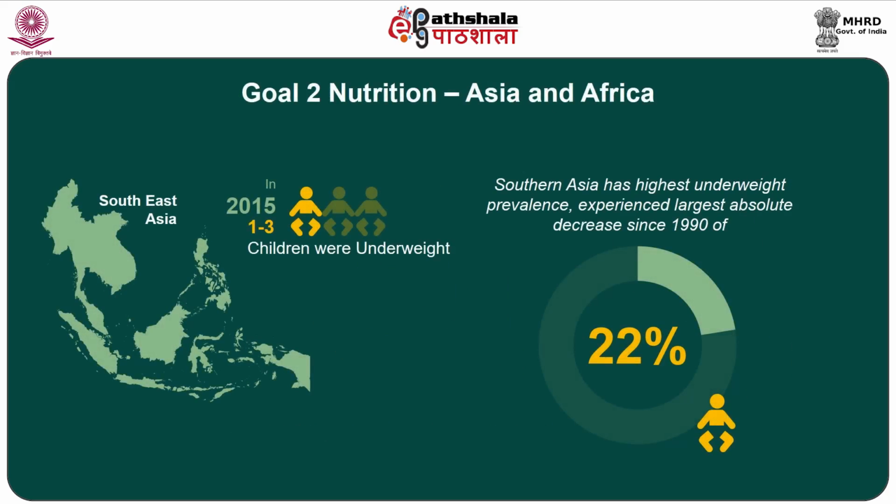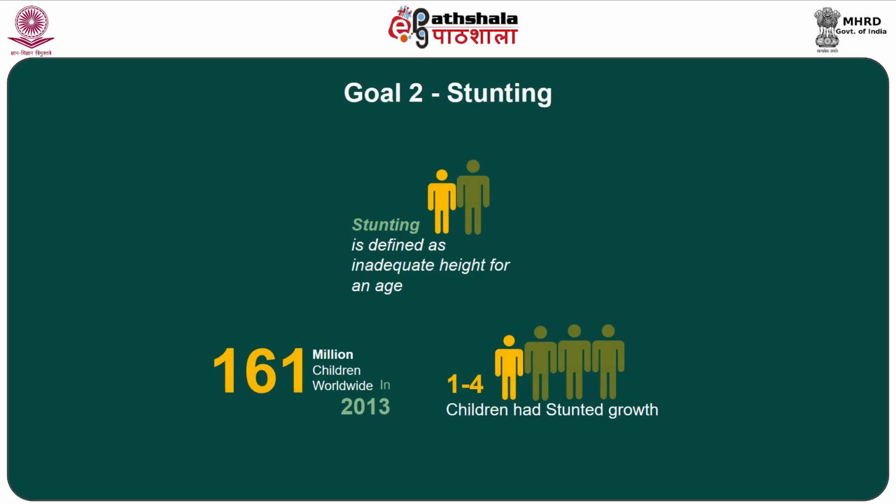In the Asia and Pacific region, South Asia had the highest underweight prevalence, with 1 in 3 children still affected in 2015. This region experienced the largest absolute decrease since 1990. In sub-Saharan Africa, the underweight rate declined by 1/3 since 1990, but with the growth in the population, the number of underweight children has also gone up.